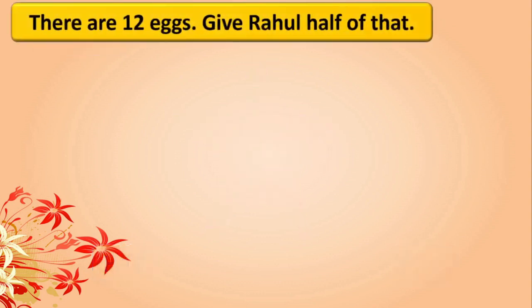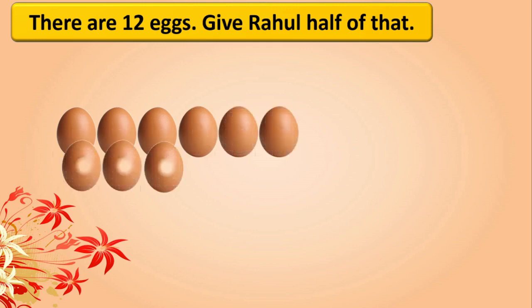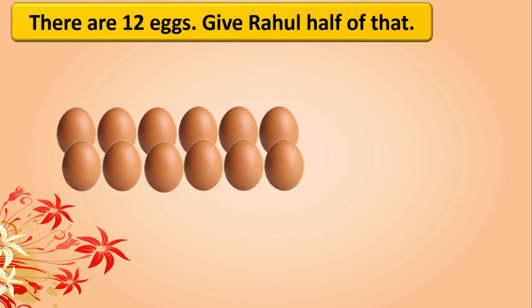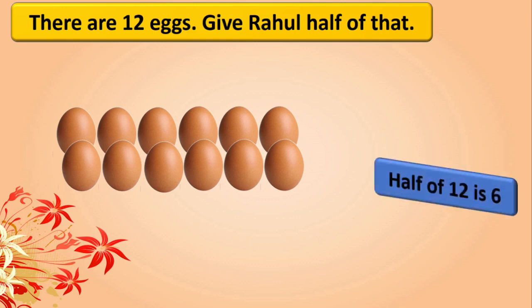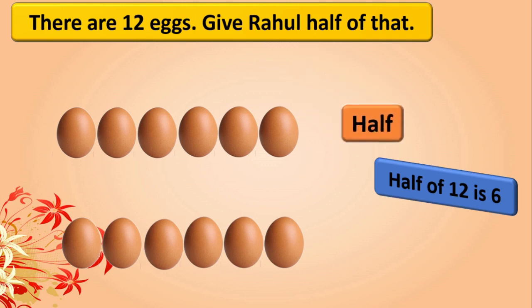Now the next thing we have learned is about the quarter. Correct? Now here is one sum. There are 12 eggs. Give Rahul half of that. Yes, here we can see 12 eggs. Now we have to give Rahul half of this. You know the half of 12 is nothing but 6. Correct? So 6 eggs we have to give to Rahul. Means that is equal to half of whatever we have, isn't it?